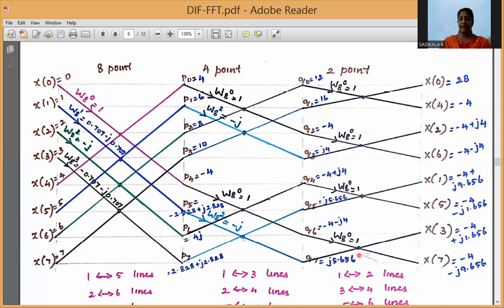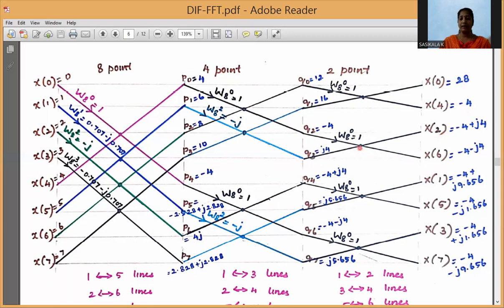Again, 7, 8 line is connected. Put a dot and write the twiddle factor W8 power 1. Now, find out X of 0. Capital X of 0 equal to the first input plus second input, that is Q0 plus Q1. So 12 plus 16 becomes 28. The second output is first input minus second input into the twiddle factor, that is 12 minus 16 into 1. So 12 minus 16 is minus 4, minus 4 into 1 is minus 4. So X of 4 becomes minus 4.